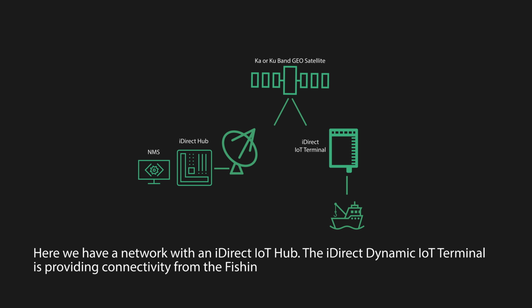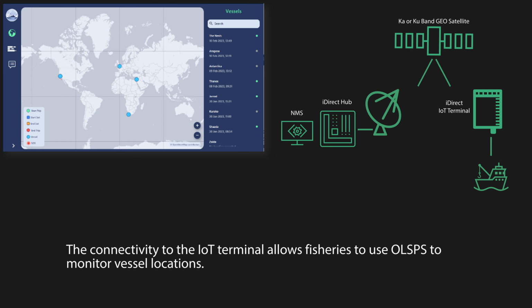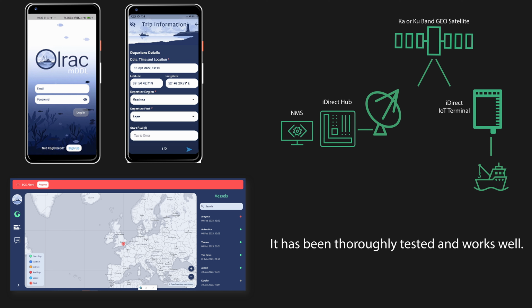Here we have a network with an iDirect IoT hub. The iDirect Dynamic IoT Terminal is providing connectivity from the fishing vessel. The connectivity to the IoT terminal allows fisheries to use OLSPS to monitor vessel locations. It has been thoroughly tested and works well.